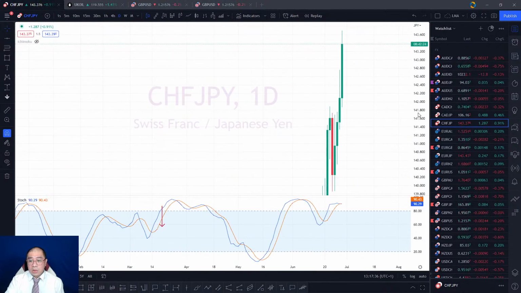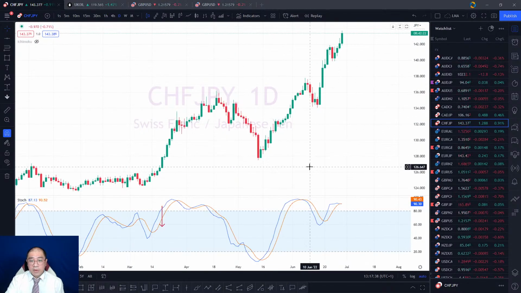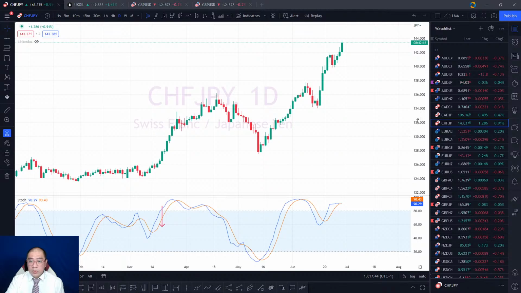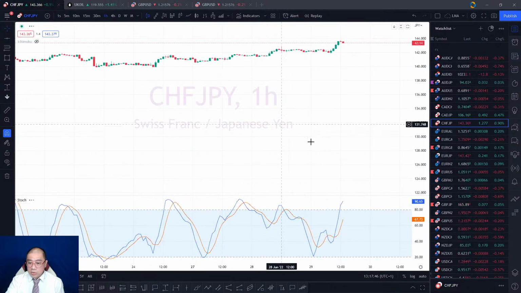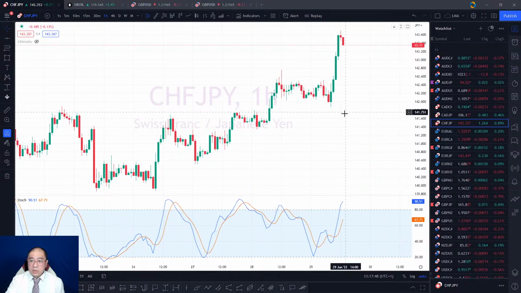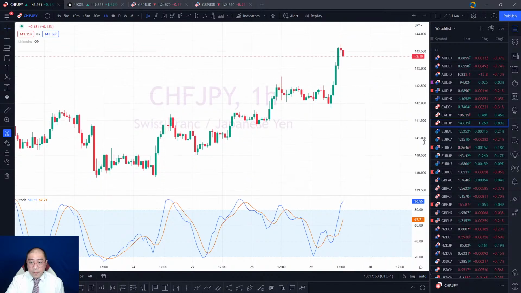Let's go on to the daily. I don't think we have anything. We've got this one, that's 200%. That's done. 142, 144. How far can it go? Potentially towards 144. Too close to 144, we might expect a little bit more of a short-term correction, potentially.